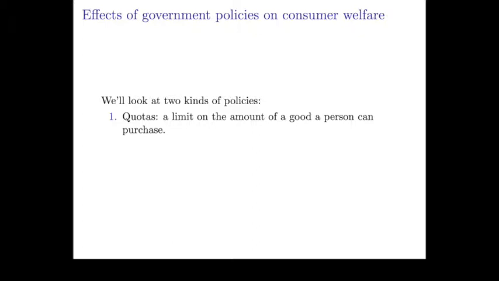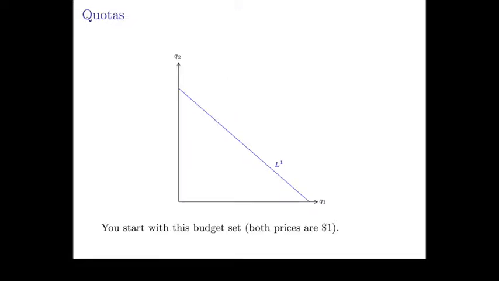Let's use our new tools to see how we would analyze government policies on consumer welfare. We're going to look at two specific kinds of policies for this purpose. The first one is a quota. A quota is a limit on the amount of a good a person can buy. And the second one is going to be a subsidy. This is going to be a reduction in the price of a good up to some amount. So let's start with the quota.